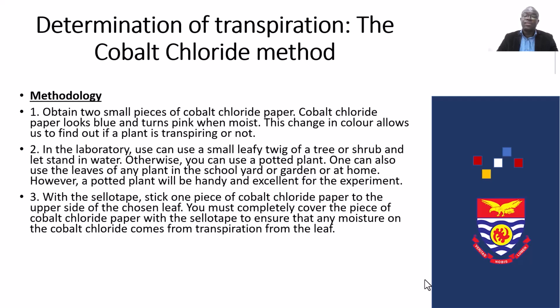Otherwise, you can use a potted plant. One can also use the leaves of any plant in the schoolyard or garden or at home. However, a potted plant will be handy and excellent for the experiment. With the sellotape, stick one piece of cobalt chloride paper to the upper side of the chosen leaf. You must completely cover the piece of cobalt chloride with sellotape to ensure that any moisture on the cobalt chloride comes from transpiration from the leaf.